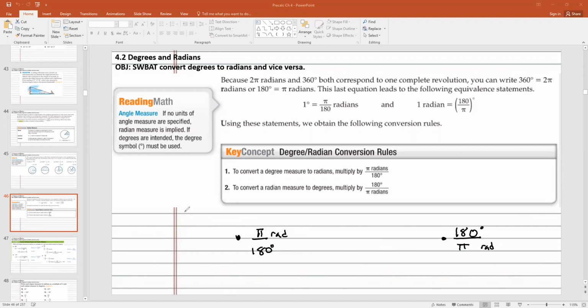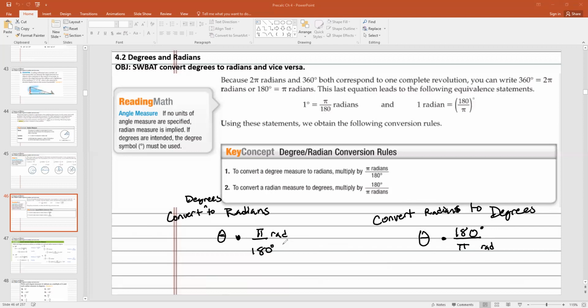Okay, so when you convert degrees to radians, you're going to multiply the degrees by pi over 180. And theta is just like the angle. And when you're going to convert from radians to degrees, it's going to be 180 over pi.